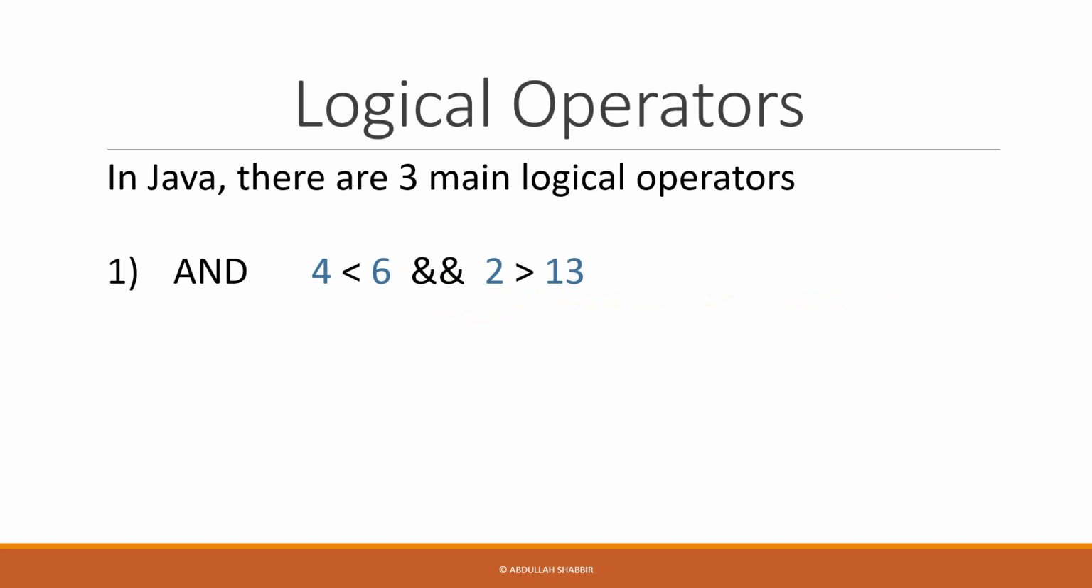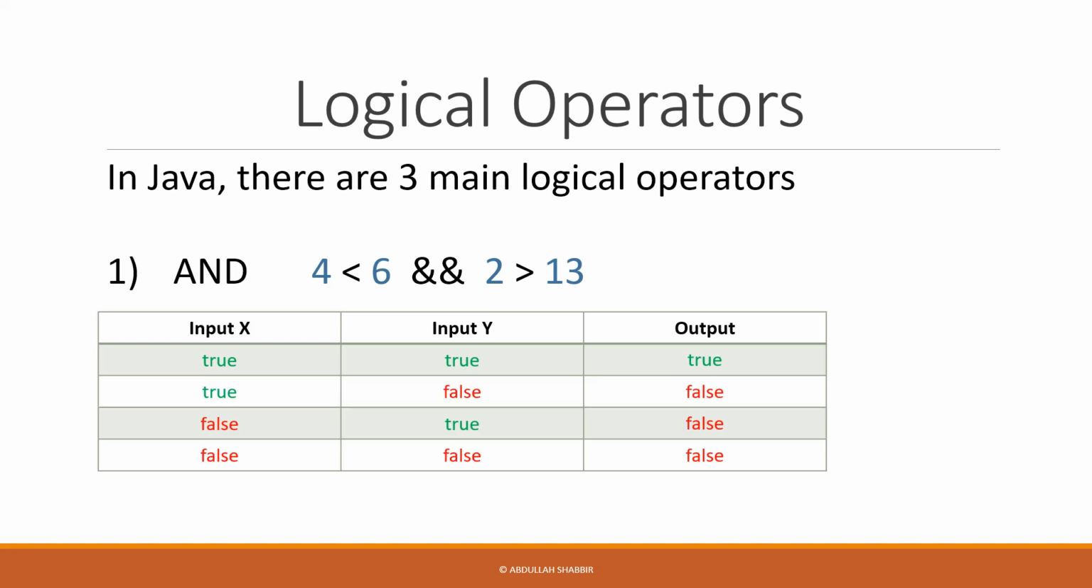An AND combination like this one is only true when both tests it combines, the expression to the left and to the right of the AND symbol, are true. In other words, it checks if the left and the right expression are both true. So in this example, the test 4 less than 6 is true, but on the right 2 is not greater than 13, so this expression evaluates to false. And because just one of these conditions is false, the whole AND combination will also evaluate to false.